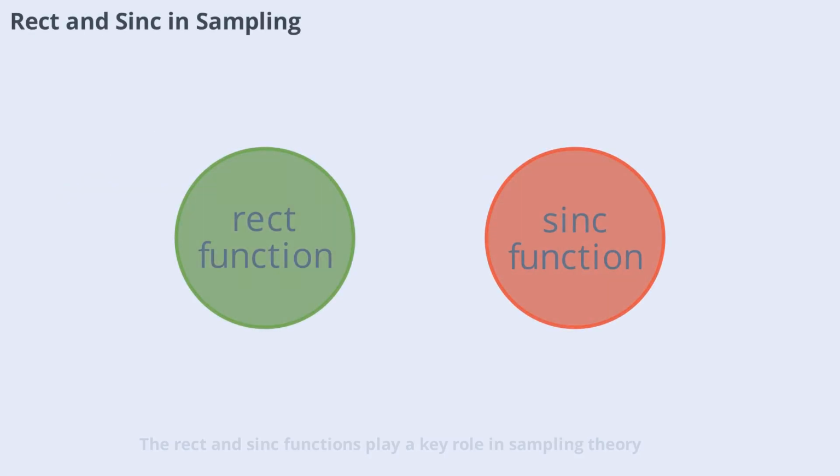The rect and sinc functions play a key role in sampling theory. The rect function defines the shape of a pulse, while the sinc function describes how signals are reconstructed from samples. These functions are essential for designing filters and ensuring accurate signal processing in digital systems.